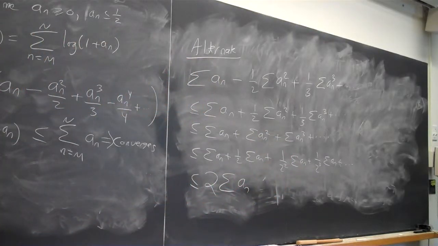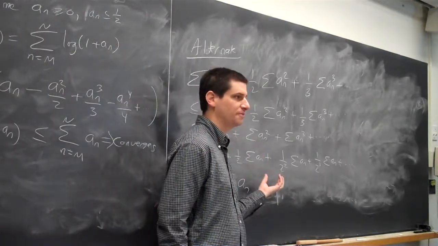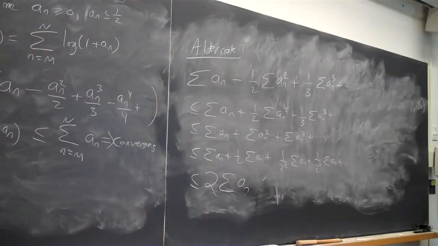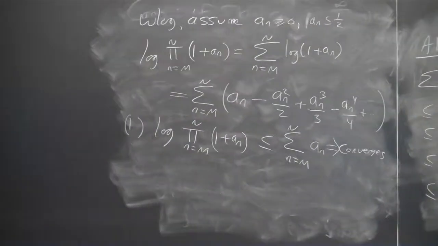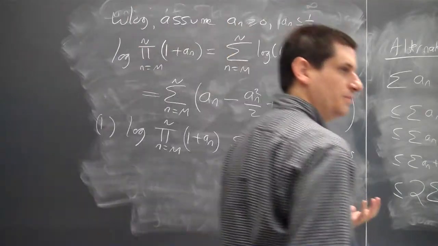So what we've been able to show is that if the sum of a_n converges in absolute value, then the product converges. So now we have a condition for convergence. Okay, so now, any questions on this argument before we return to our problem?